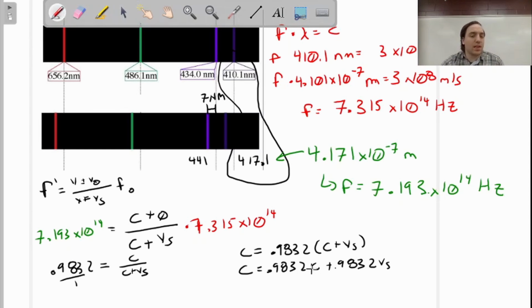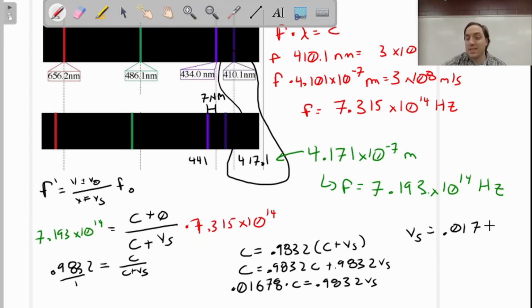If I distribute, you'll notice I'm leaving c in terms of c for now. It makes my math a little easier personally, and I don't have to deal with exponents all over the place. Subtract the 0.9832c to the other side to get 0.01678 times c equals 0.9832 vs. Or if I solve for vs, I should get 0.017069 c, which means that it has to be moving about 5,120,702.283 meters per second. 5 million plus meters per second.